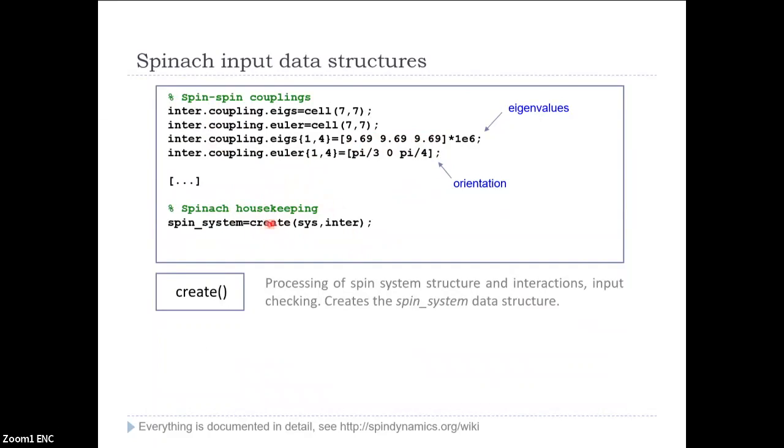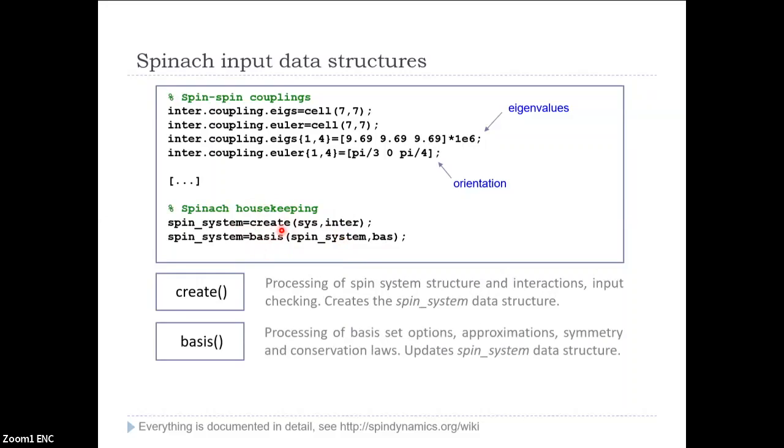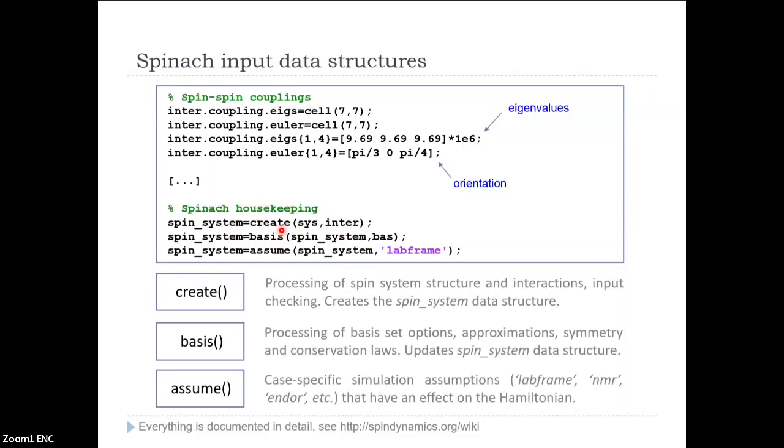And then the housekeeping functions that pre-process everything and build all the Hamiltonians. One is called create, which simply analyzes what you gave it and throws errors if it doesn't like it. It does quite an in-depth parsing of what you gave it. Basis builds the basis set, irreducible spherical tensors, and so on. And finally, an interesting function called assume. And this matters because the program supports a variety of contexts.